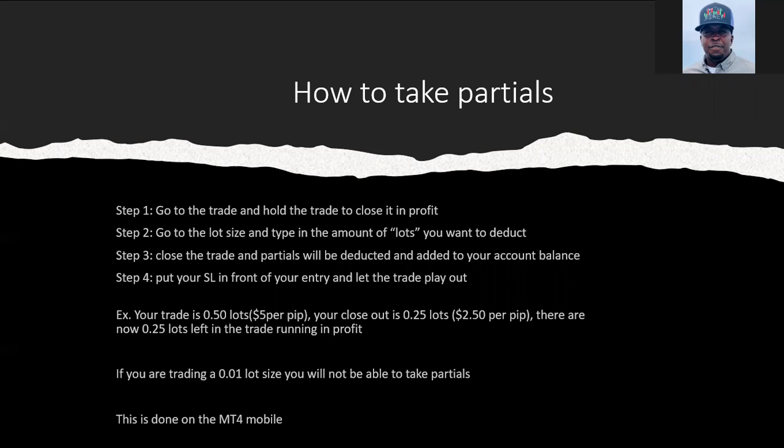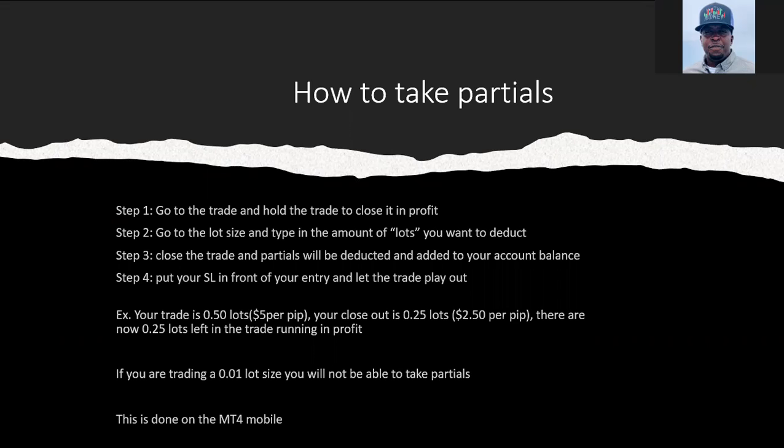Now, step two, go to the lot size and type in the amount of lots you want to deduct. The same way you put your lot size in to place the trade is the same way you're going to deduct it. Close the trade and partials will be deducted and added to your account balance. Once you close those lots, it's going to be positively added to your account balance.